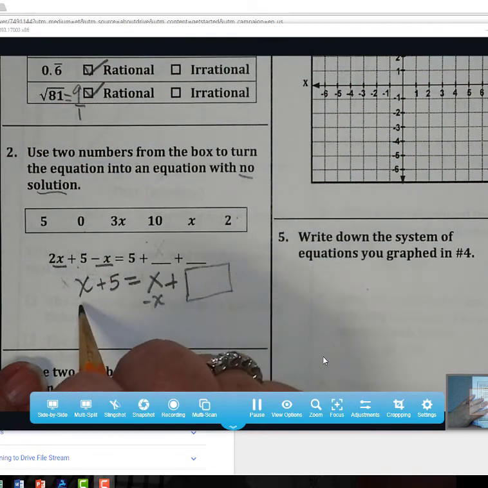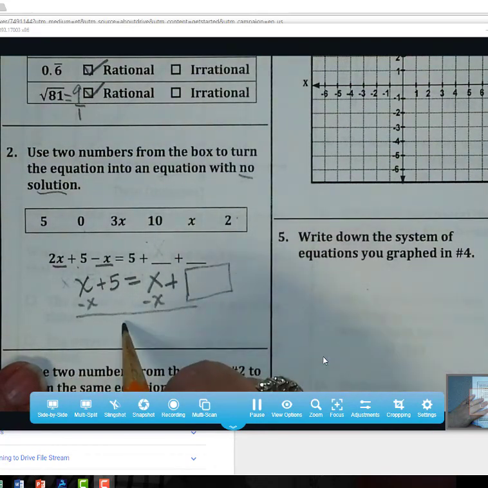Because when I subtract x from both sides, I want 5 equals some number, but I want these numbers not to make a true statement. So if this was 5, it would make a true statement, and that would be infinite solution. As long as this number is any number besides 5, it will be false and therefore no solution.